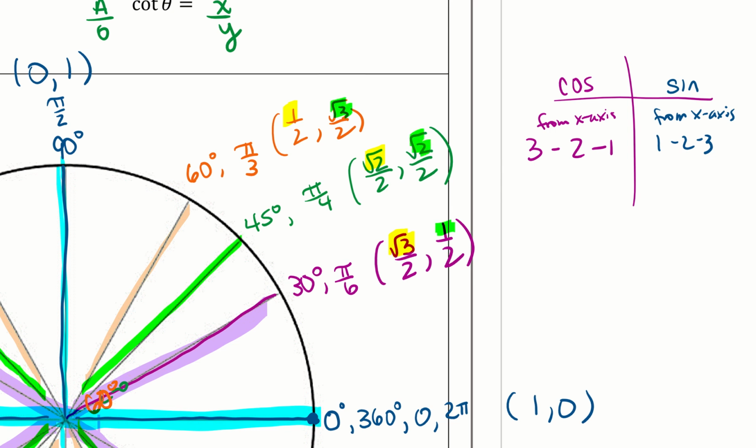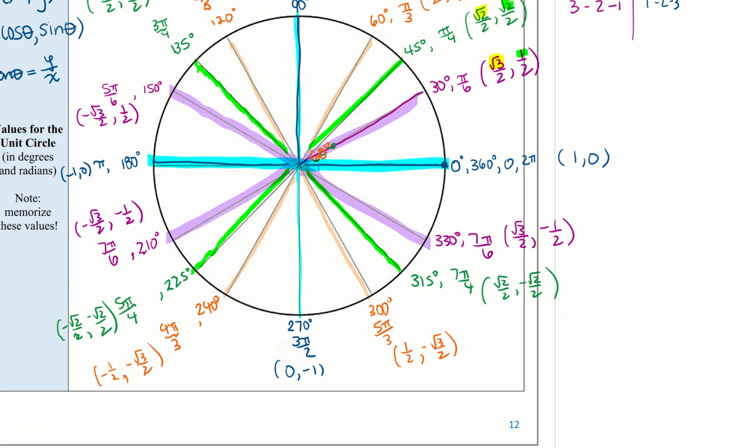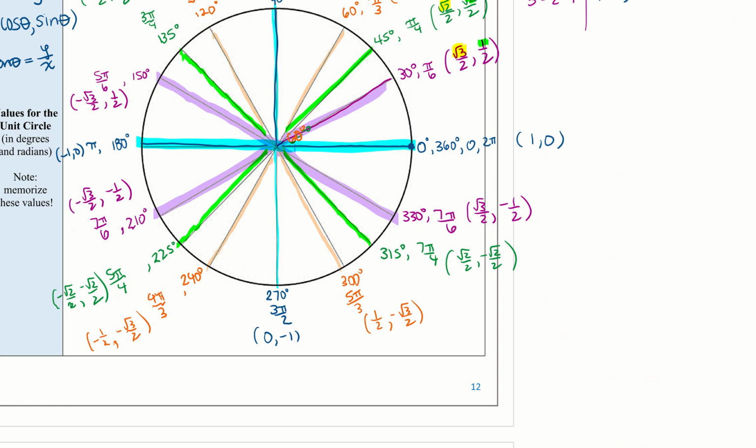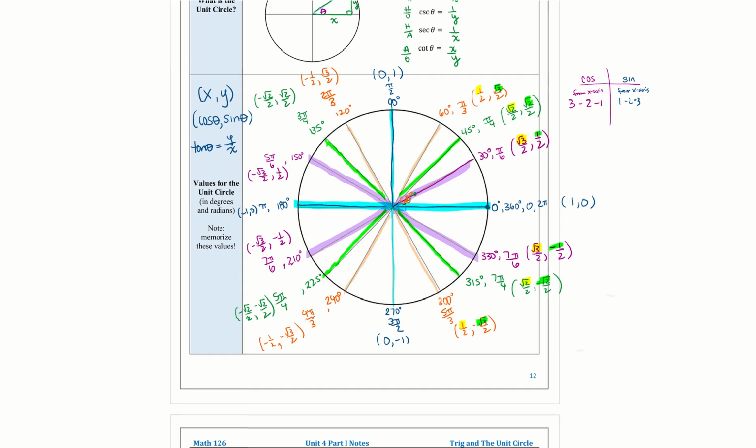Now that's true no matter which quadrant you're looking at. Let's say we look at the 4th quadrant. Starting at the x-axis with cosine, we'll go 3, 2, 1, and sine will go 1, 2, and 3. All of them are over 2. All of them have square roots, but the square root of 1 is 1. And then you have to think about the quadrant you're in to determine positives and negatives.